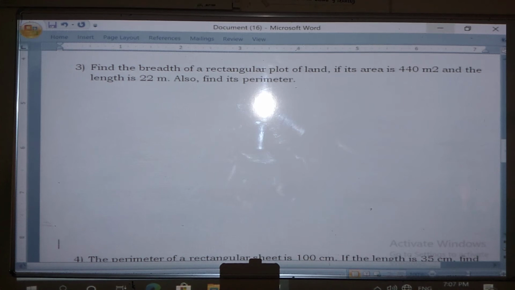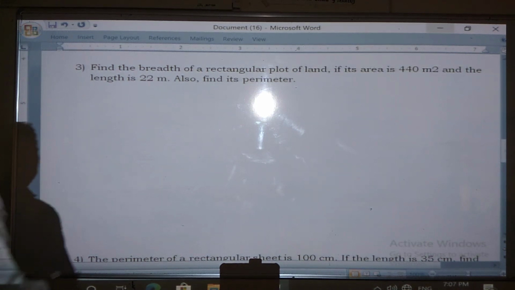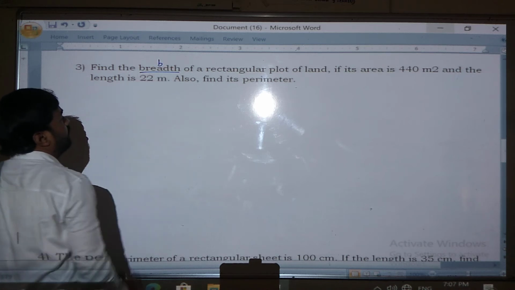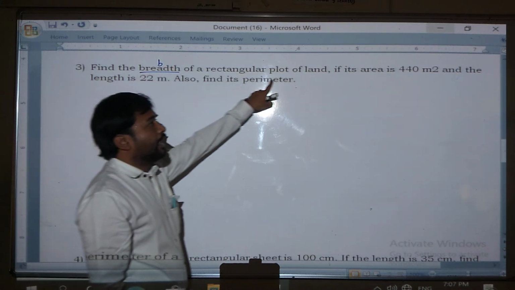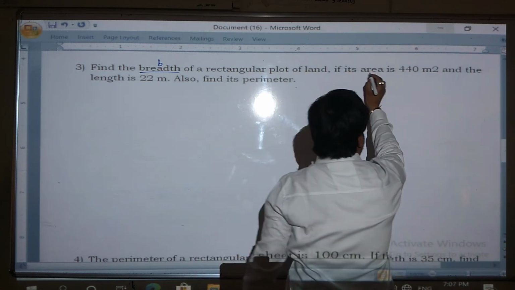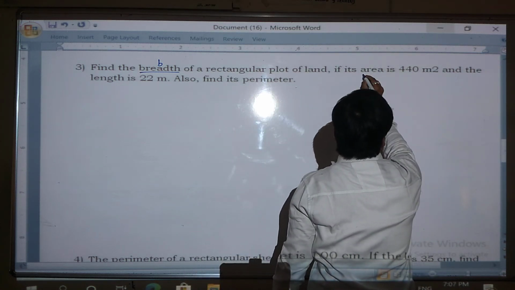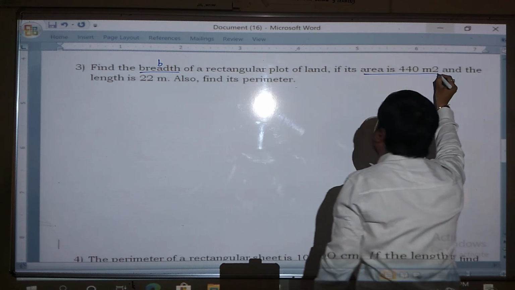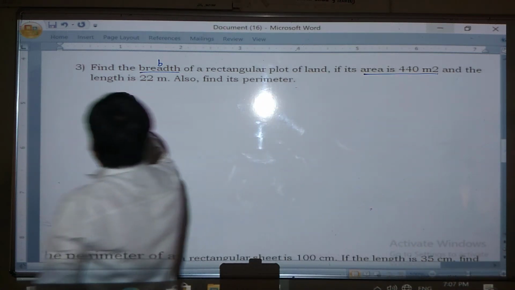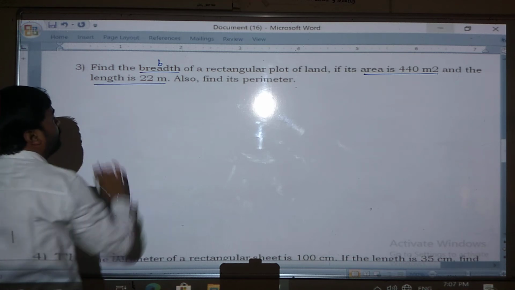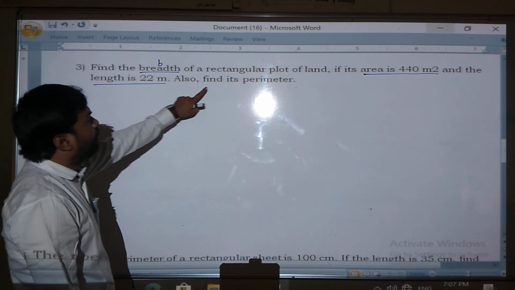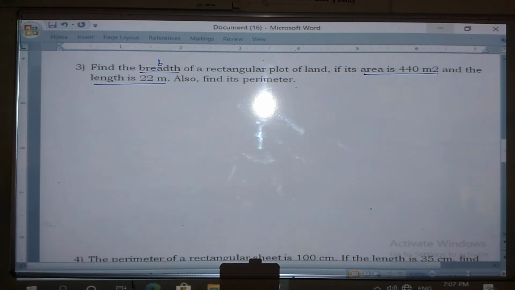Find the breadth of the rectangular plot. What we have to find? Breadth of what? Rectangular plot. If its area is 440 meters square and the length is 22 meter, right? And finally also find its perimeter.